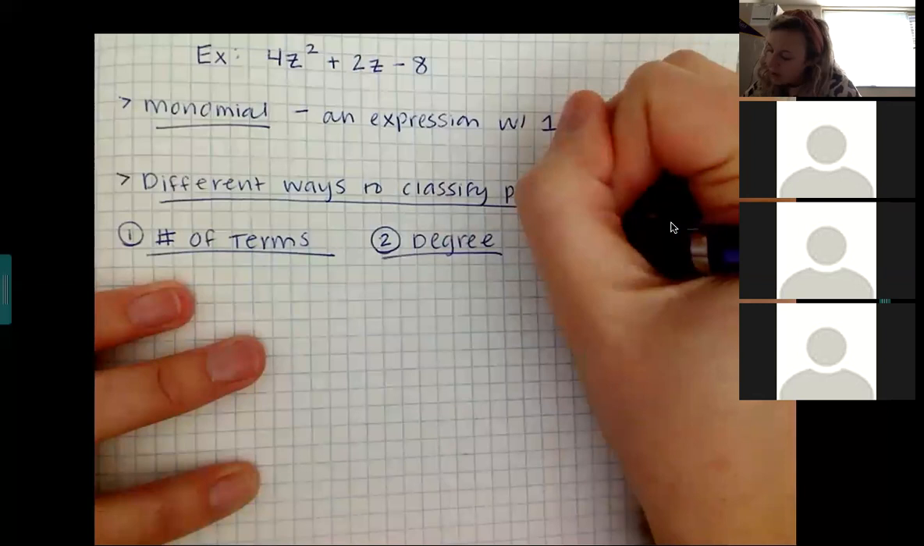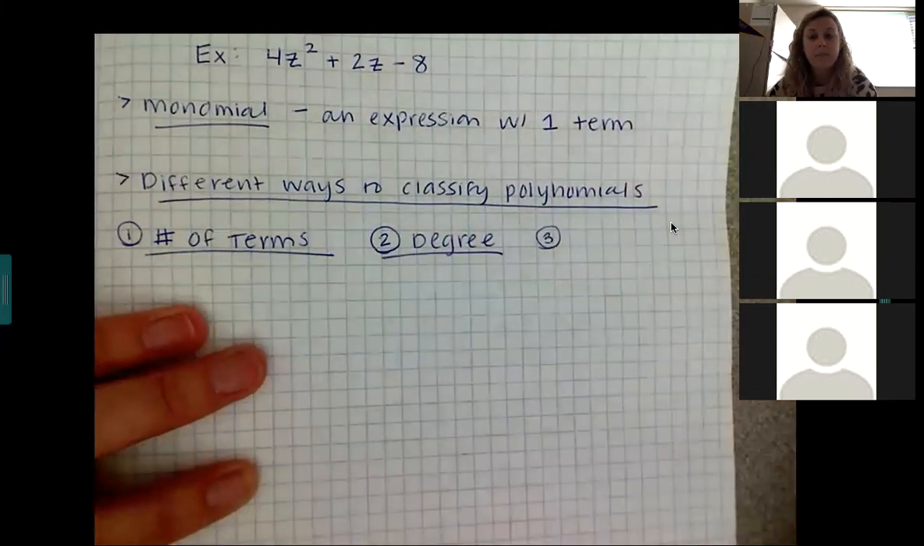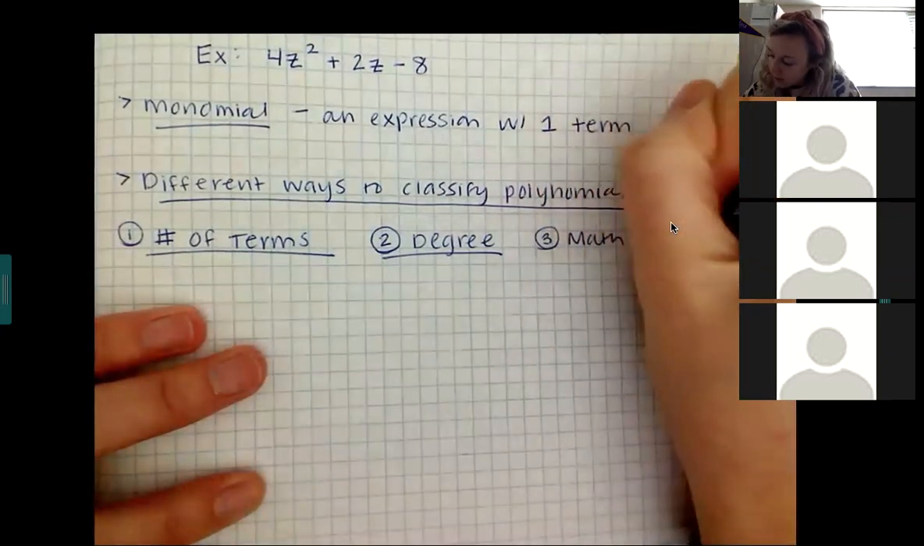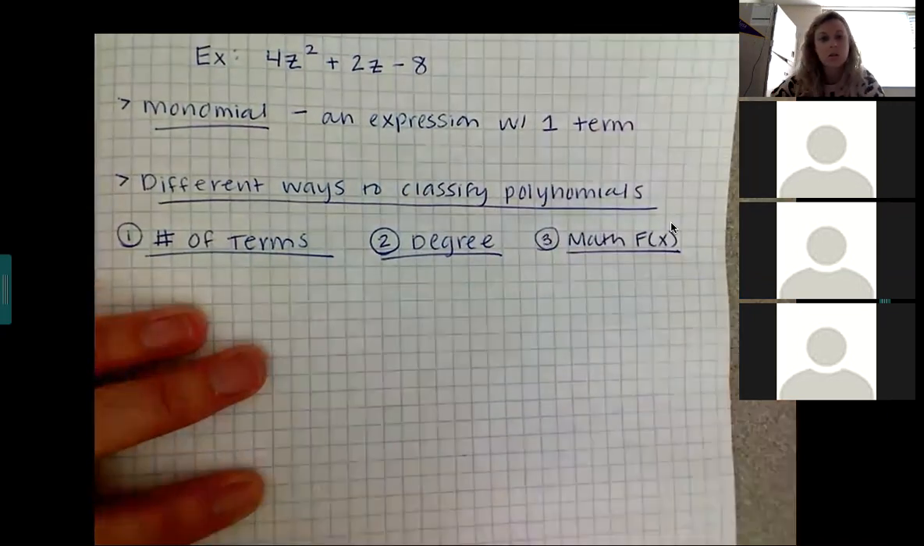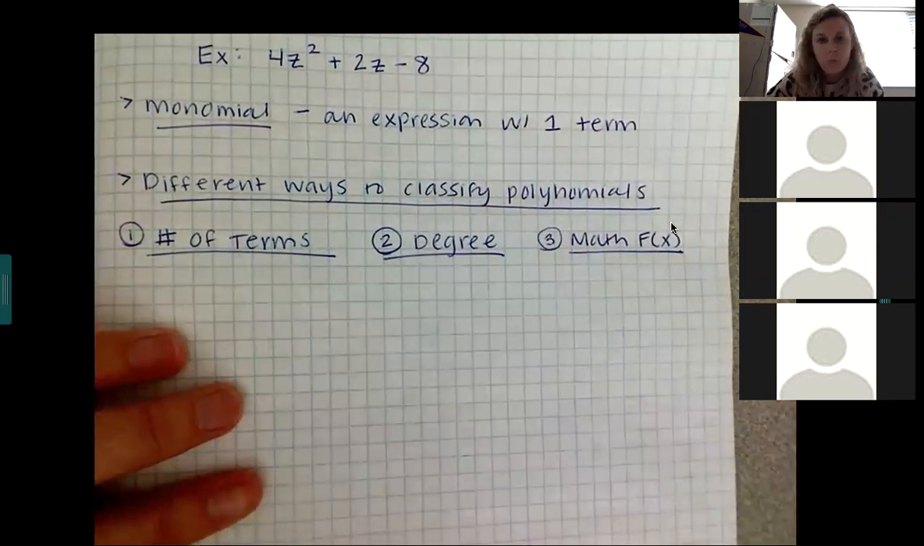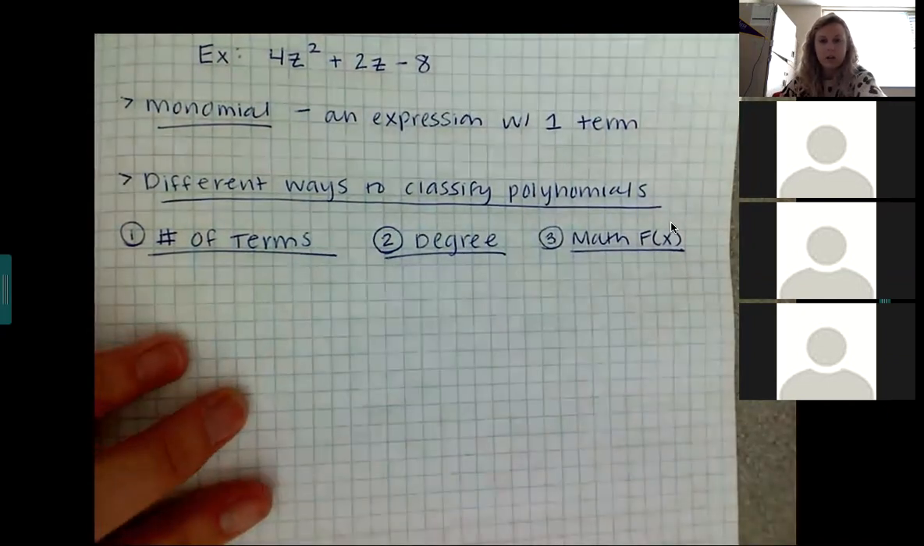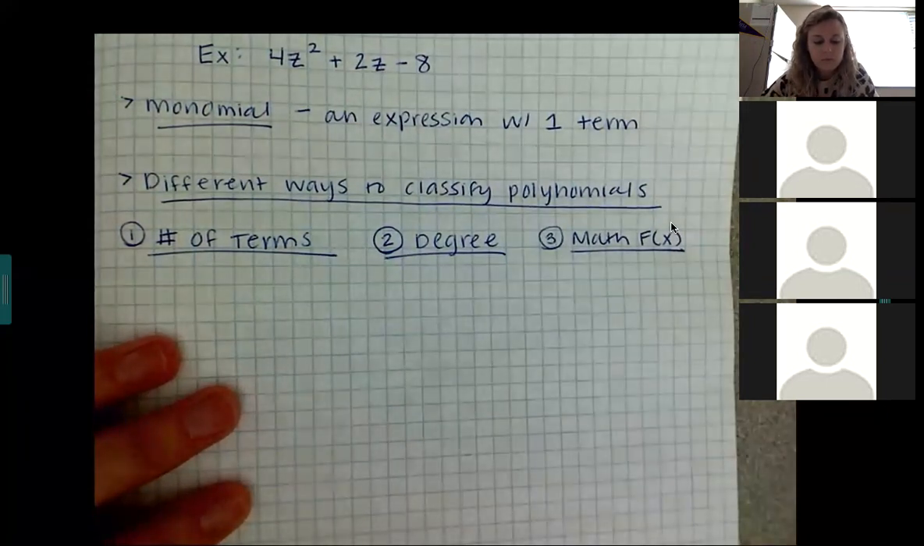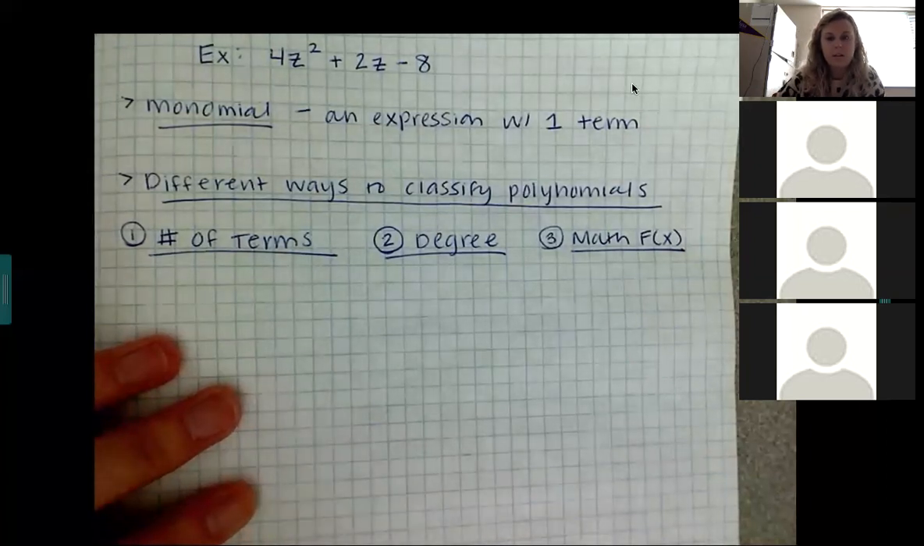And then the third way we can classify a polynomial is by the math function it represents, okay? So I'm just going to abbreviate and put mathematical function. Anytime y'all don't want me to abbreviate, just let me know. But I feel like most of us like it because it makes our notes a little shorter. You guys good to keep going, or am I going too fast? You're good. Good. Okay.